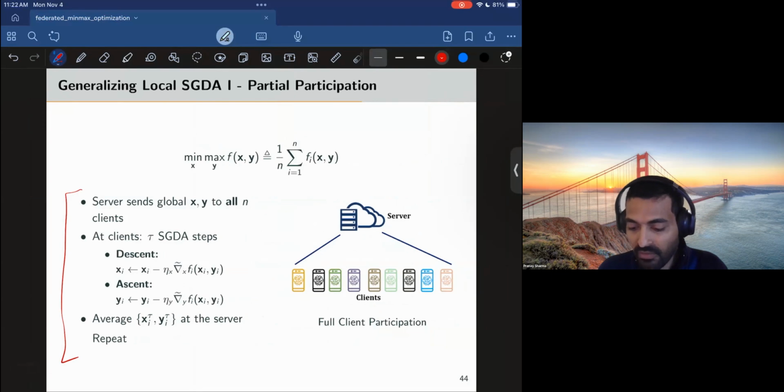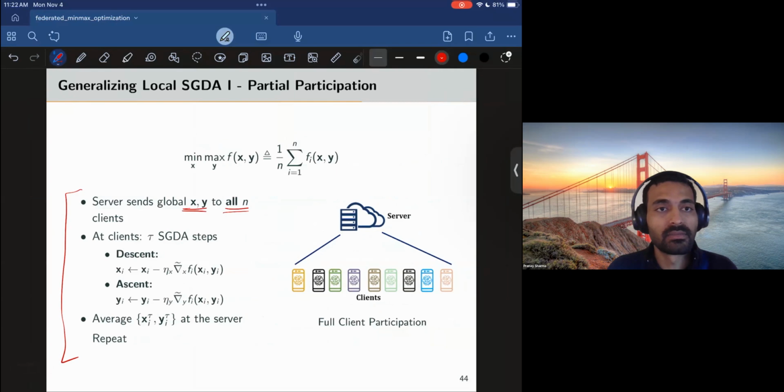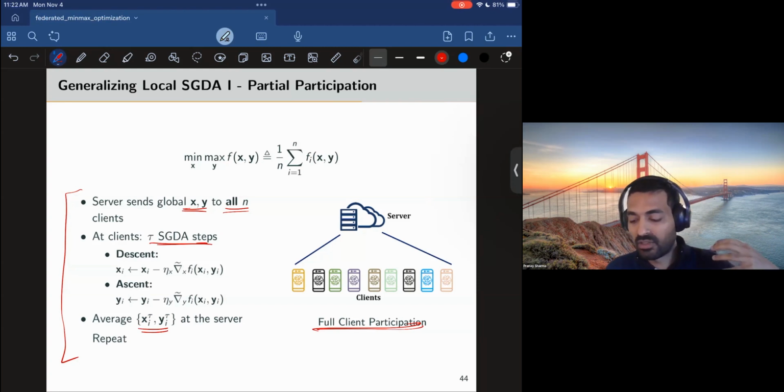First, we assume that the server sends its global X and Y to all the clients. So we assume that there is full participation. In every round, all the clients are available. The server sends its X and Y to all the clients, all the clients perform local update steps, and then all the clients send their local models back to the server. So there is full participation in all the rounds.